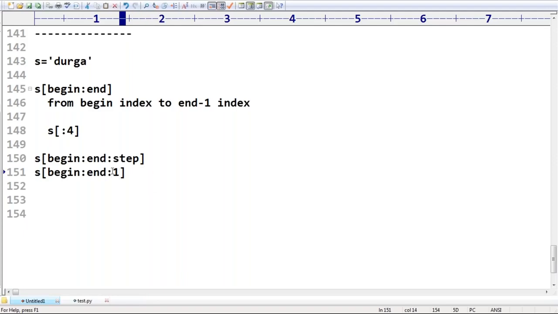Sir, step value positive means forward direction. Step value 1 means forward direction. Step value minus means backward direction. Remember, this is the only one line I want to use. If you are taking step value negative, then it always talks about reverse direction, right?